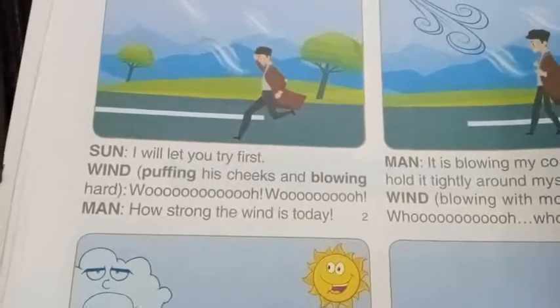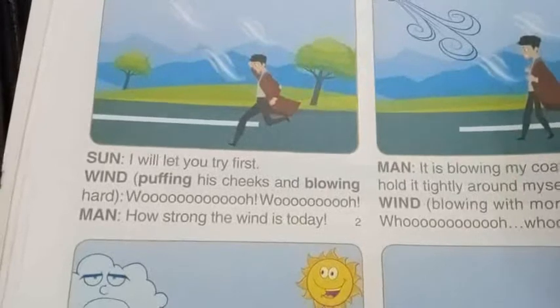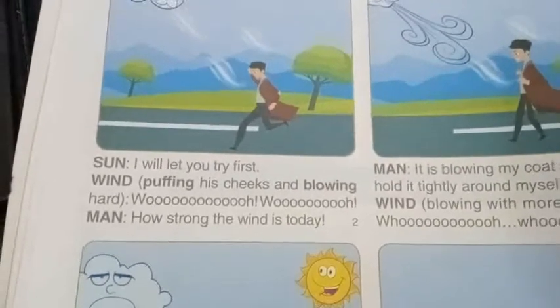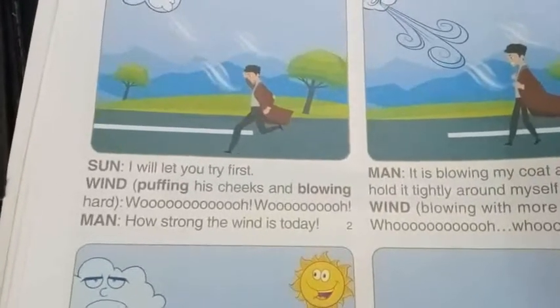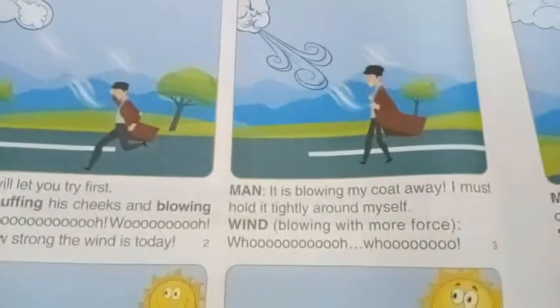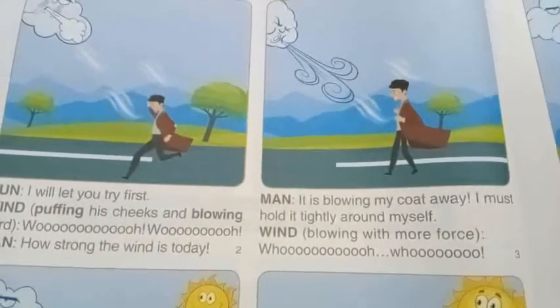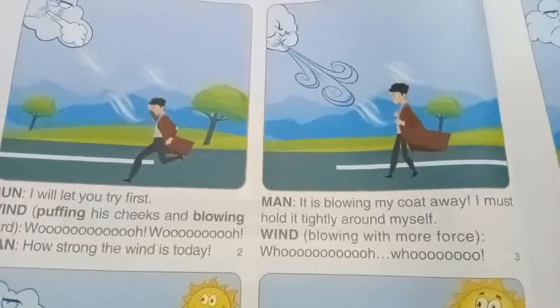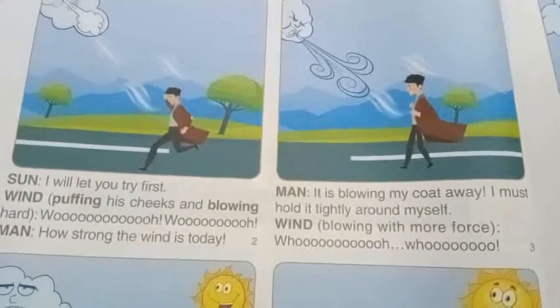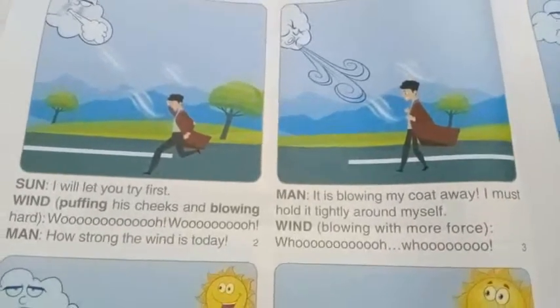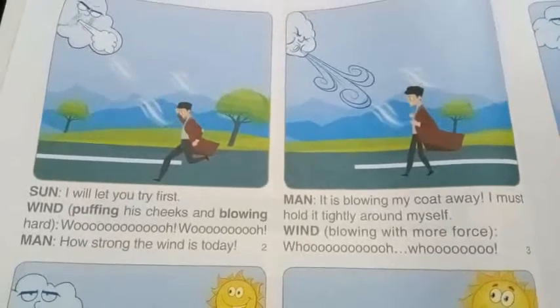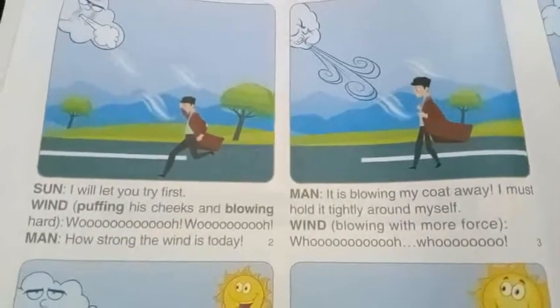Wind, puffing his cheeks and blowing hard: Ooh, ooh. Man: How strong the wind is today. Next page. Man: It is blowing my coat away. I must hold it tightly around myself. Wind, blowing with more force: Ooh, ooh.